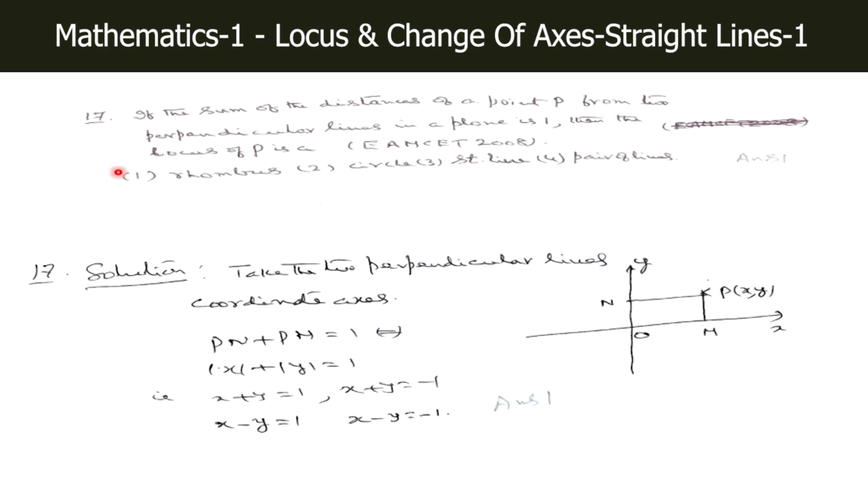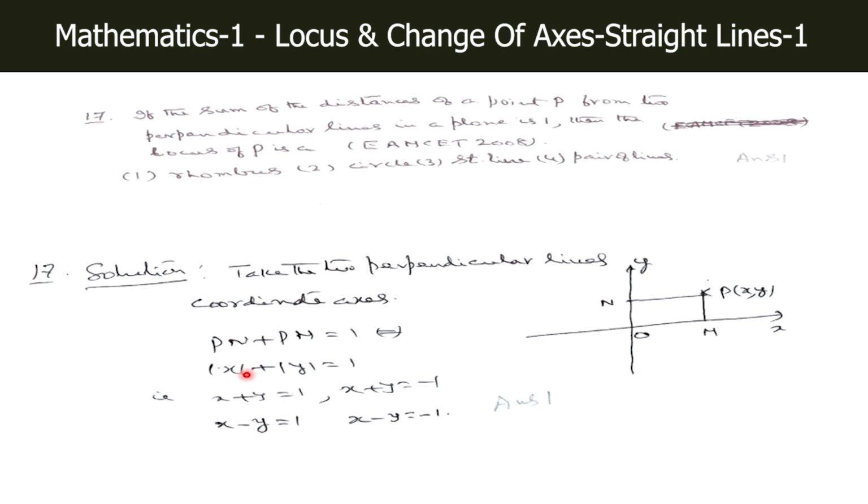17. If the sum of the distances of a point P from two perpendicular lines in a plane is 1, then the locus of P is: a rhombus, a circle, a straight line, or a pair of lines. Now, without loss of generality, you can take those two perpendicular lines as the x and y axes. Take the two perpendicular lines as coordinate axes.